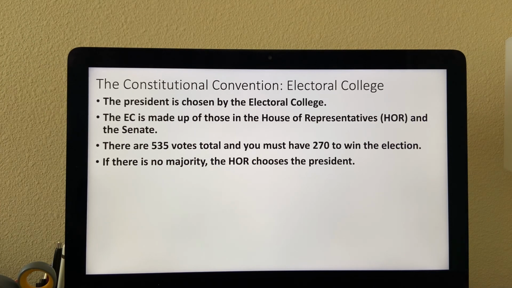Now, the Electoral College, we are coming up on a presidential election, so this is important for you to understand. So, the president is chosen by the Electoral College, which I will be abbreviating as EC. Now, the EC is made up of people who are from the House of Representatives and the Senate. Now, there are 100 seats in the Senate, and there are 435 seats in the House, so that is 535 votes total. And in order for the president to win the election, he or she must get 270 of those votes.